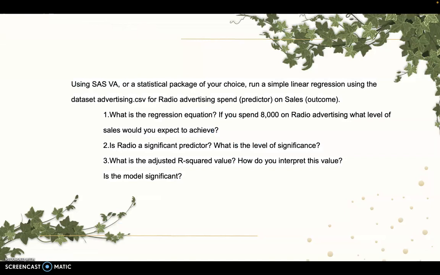So then we move on, and it says that using our software or a statistical package of your choice, we're going to run a simple linear regression using the data set of advertising CSV and using radio advertising spent as the predictor and sales as the outcome. Then it asks us what's the regression equation, and if you spend $8,000 on radio advertising, what level of sales would you expect to achieve? Then it asks us, is radio a significant predictor, and what is the level of significance, and what is the adjusted R squared value, and how do we interpret it? Also, is the model significant?